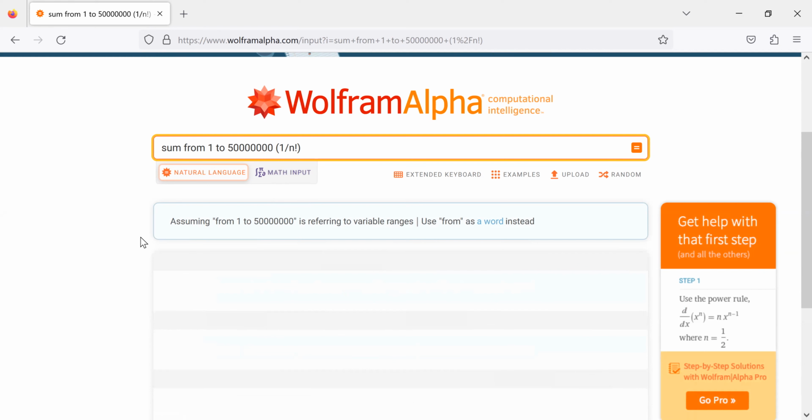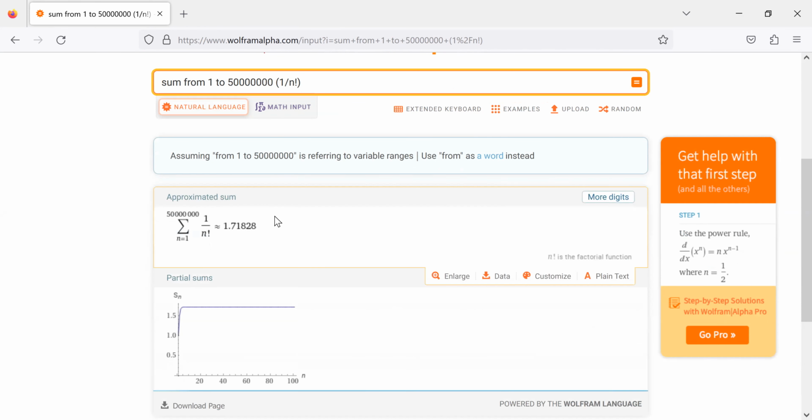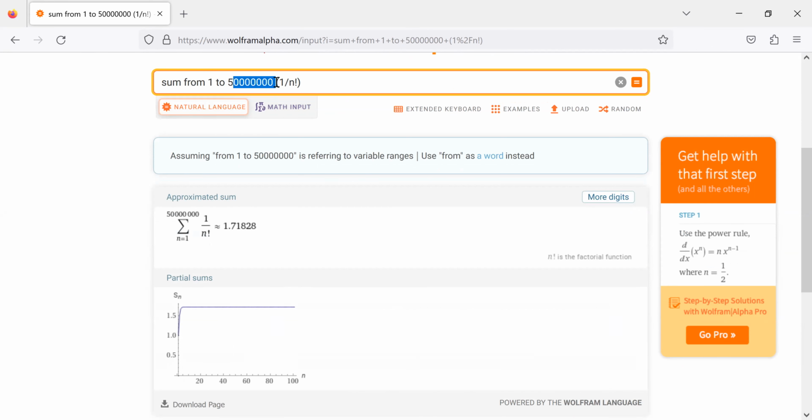Come on. There. We increased the size of this by a factor of 5. Our suspicions that 1.71828 is a good approximation of the sum, and that increasing this wasn't going to change that approximation, were all true.